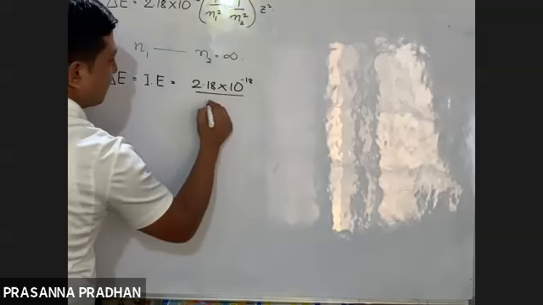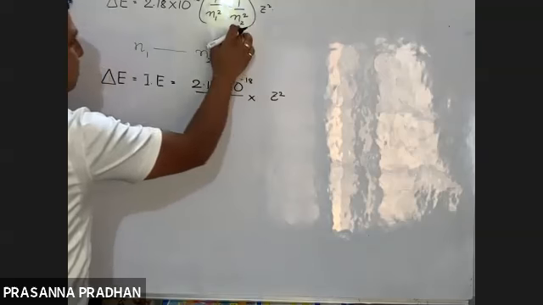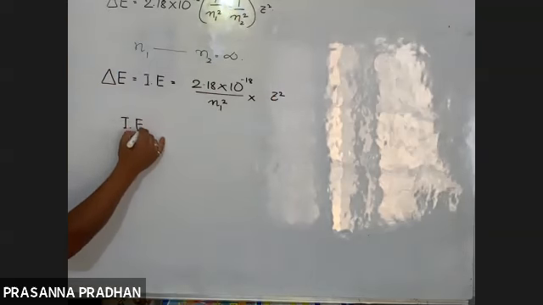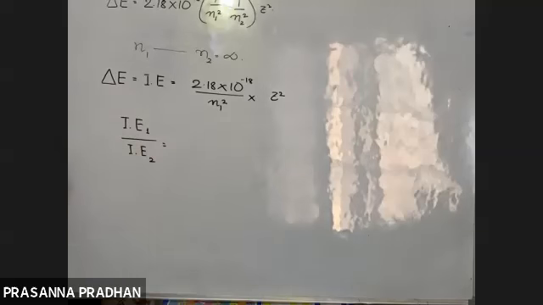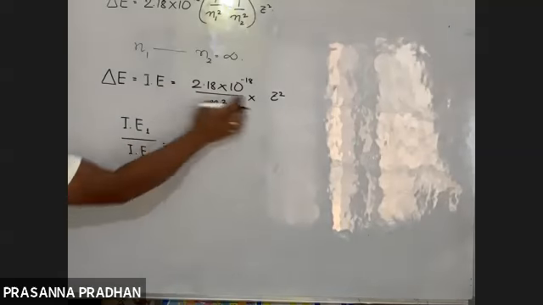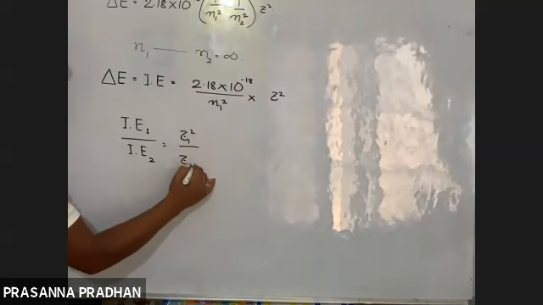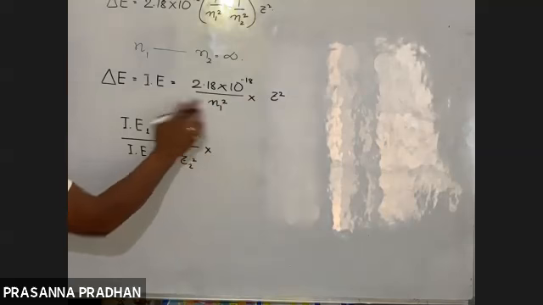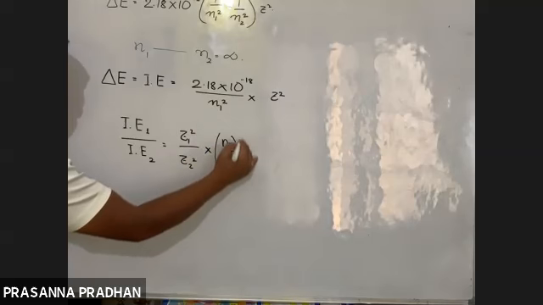So by N1 square or N square into, don't forget this Z. So where did this N2 go? 1 by infinity is 0. Okay, now say IE1 divided by IE2. This will be equal to what ratio? Ionization energy is directly proportional to Z square. So it will be Z1 square divided by Z2 square. Fine. And it is inversely proportional to N square. So it will be equal to N2 by N1 whole square. We can write like this.